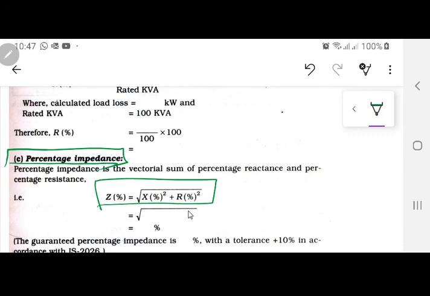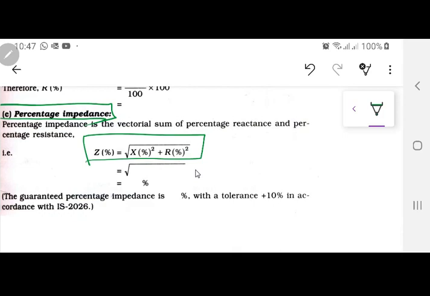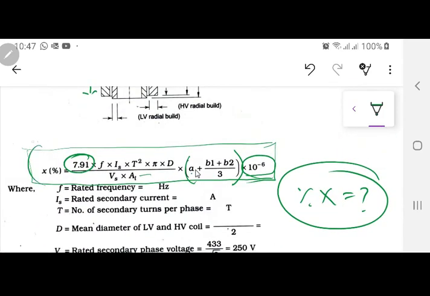Okay, so this is just this one lecture. Try to complete this one. Next time we will just go through this formula again at the end. Any questions?